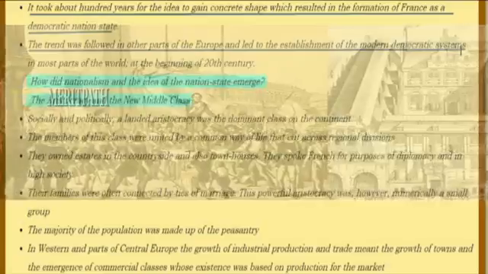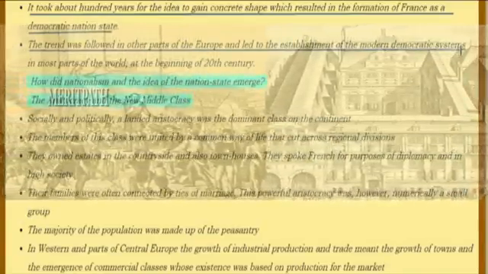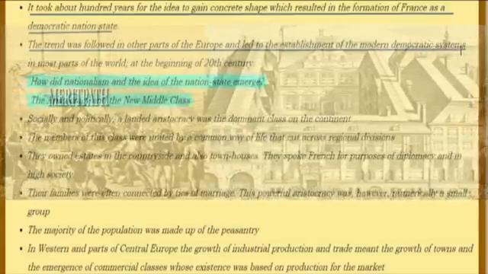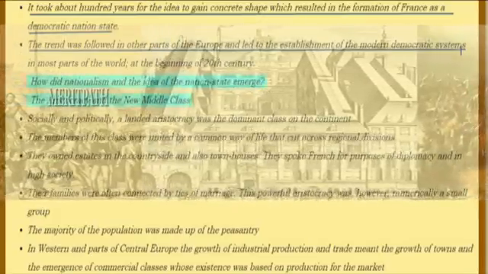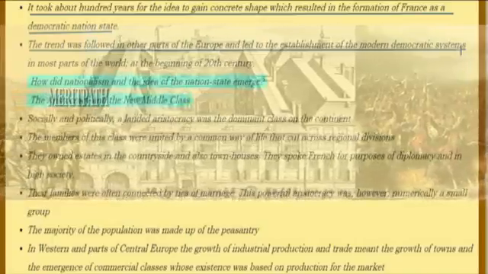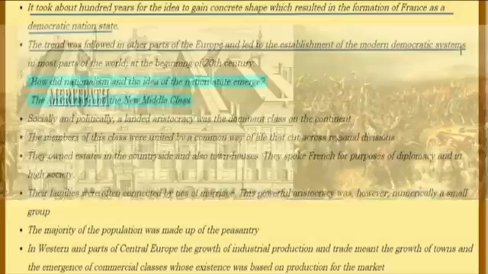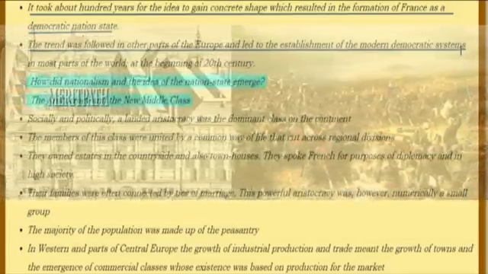It took about 100 years for the idea to gain concrete shape, which resulted in the formation of France as a democratic national state. The trend was followed in other parts of Europe, and it led to the establishment of modern democratic systems in most parts of the world at the beginning of the 20th century.